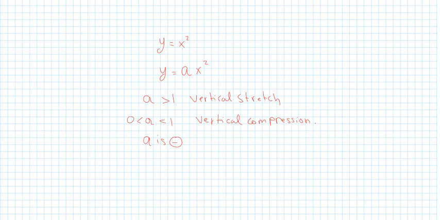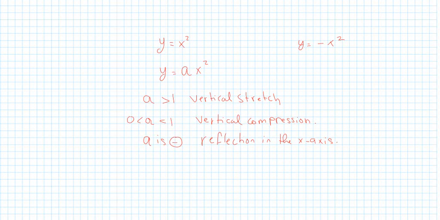But sometimes we also have just a reflection, right? So if I have y equals negative x squared, that's only a reflection. There's nothing else. It's a reflection in the x-axis. Period. Done. Let's move on. So if a is negative, then we have a reflection in the x-axis, right?